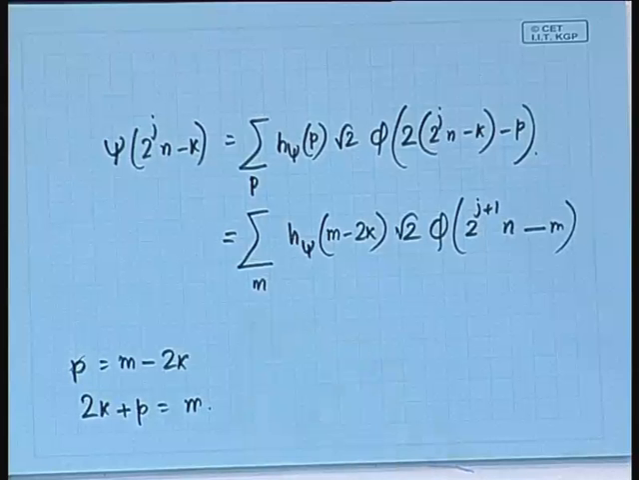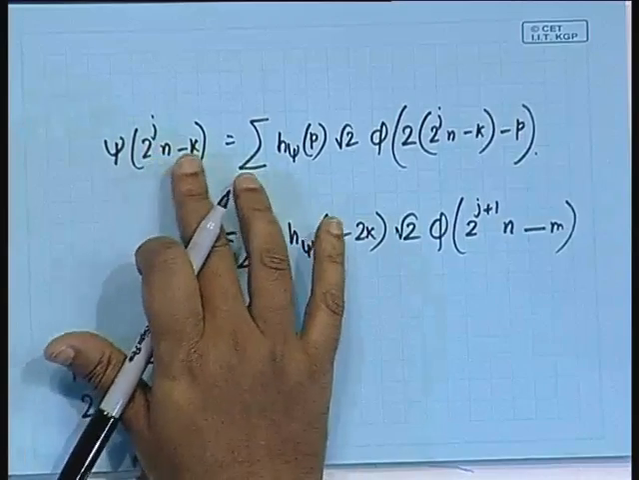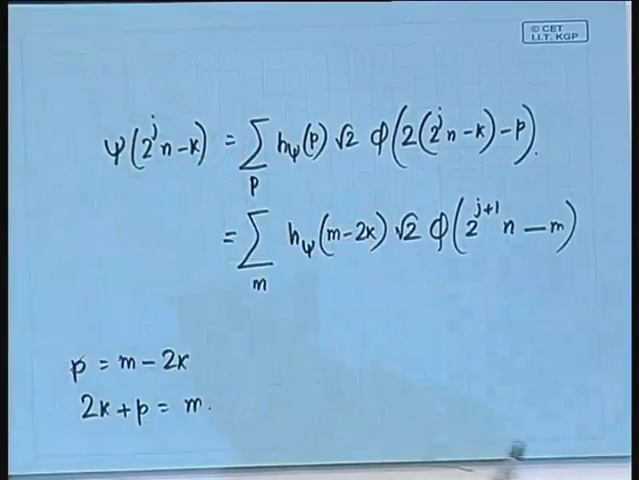Now what I want to do is substitute this. This psi of 2 to the power j n minus k is what we actually required in this equation, W psi j k. Just in this equation.